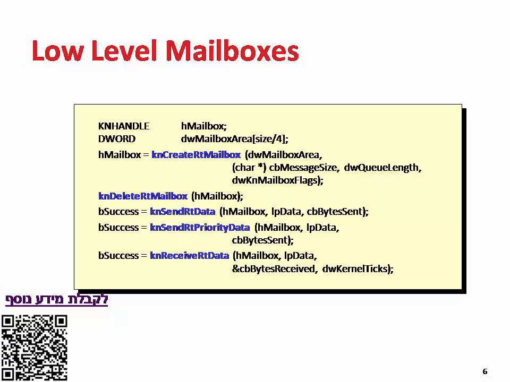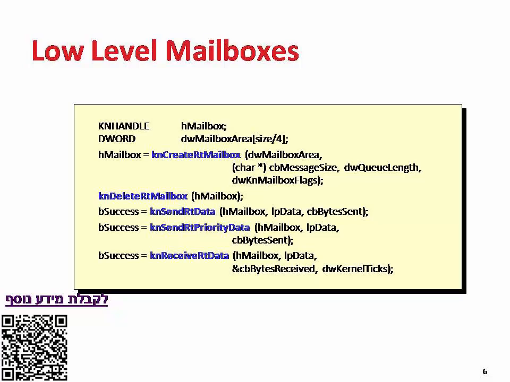Kn send RT data sends a data message to the given low-level mailbox. This fails if the mailbox queue is full. Kn send RT priority data sends high priority data to a low-level mailbox, bypassing the queue. There is only space for one high priority message in the mailbox, so, if this is full, an error status results. Note that there is no equivalent for normal objects.